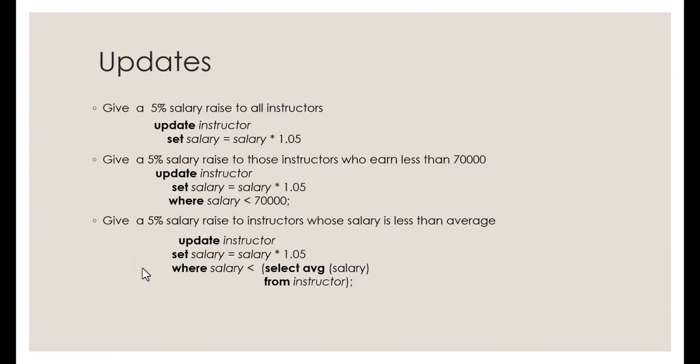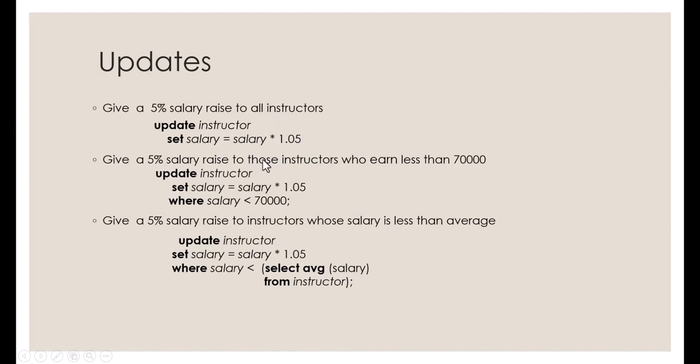You can also update certain values. These usually work well with number values. So we want to give a 5% raise to all of the instructors. It doesn't matter how much they make; everyone will get a raise. So we're doing update, which is a keyword, and it's used along with another keyword, set. Update instructor set salary is equal to salary times 1.05. This is a 5% raise.